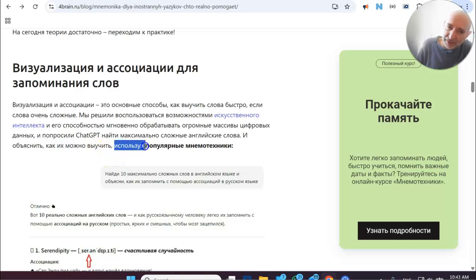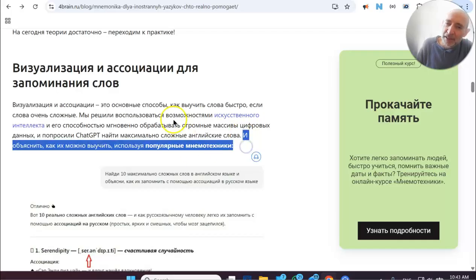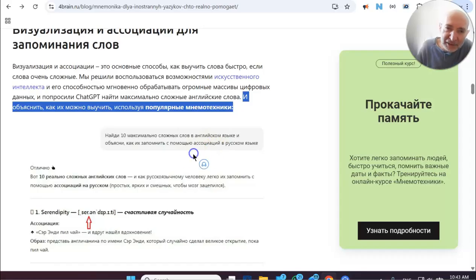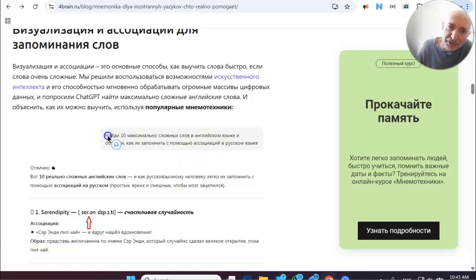Используя means using popular mnemotechniques. So techniques of mnemonics. Yeah, so you got it, right? So they asked to find those words, very, very complicated, and to explain how it's possible to learn them using popular techniques of mnemonics. And that's the prompt that they put into ChatGPT, here with these little small letters, yeah?